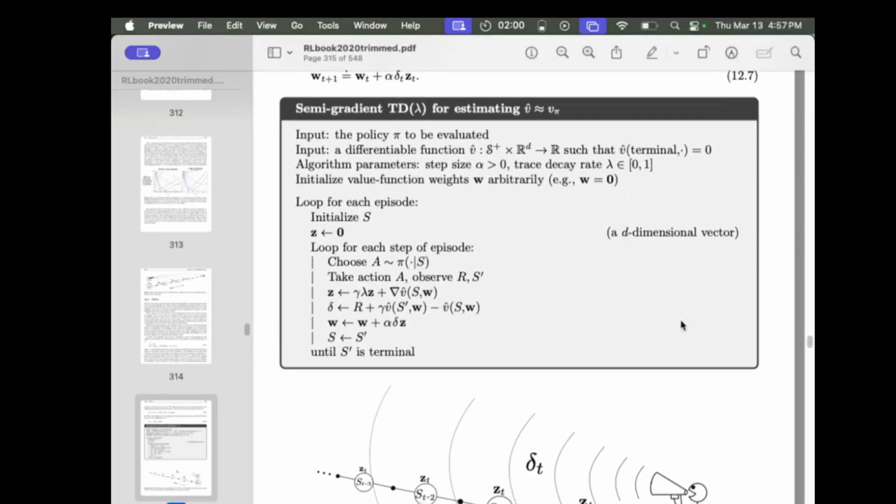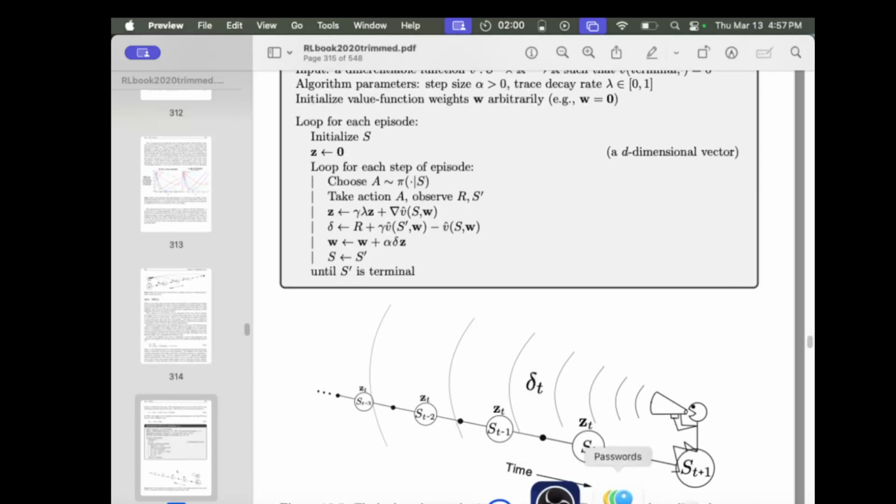Okay, and here is the algorithm. Okay, before we go to the algorithm, let's write something on paper.